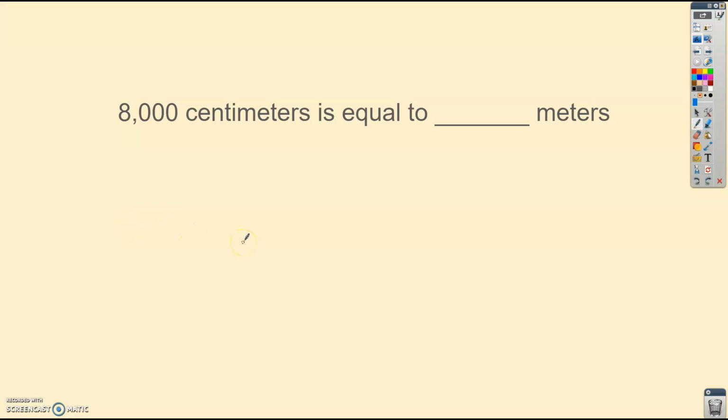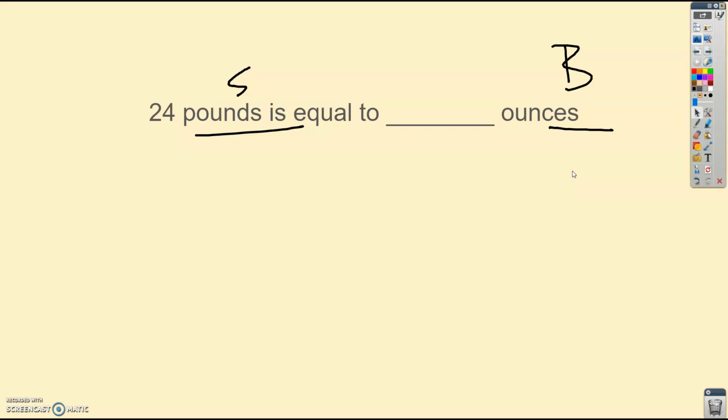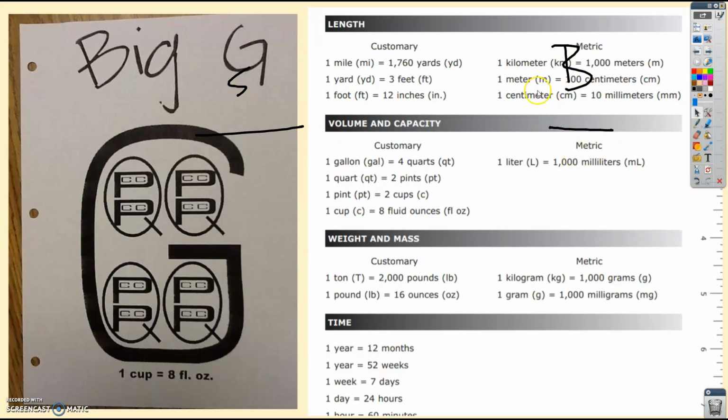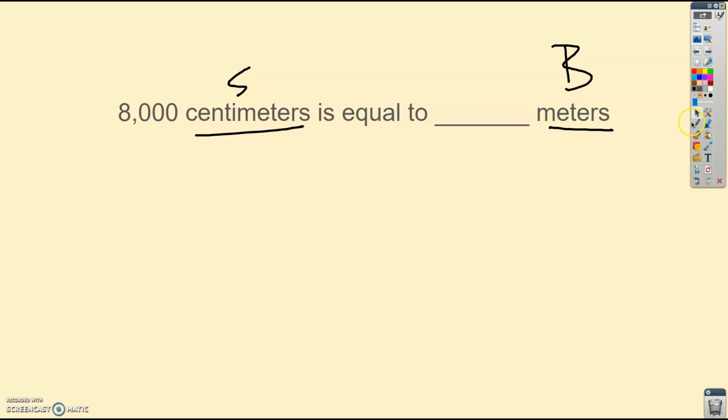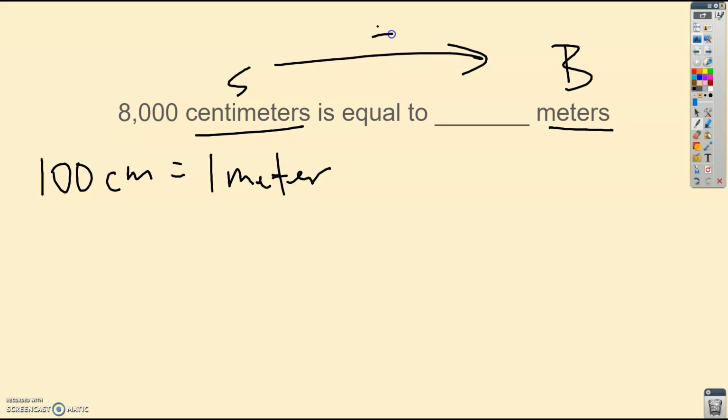8,000 centimeters is equal to how many meters? So I know centimeters are smaller than meters. So these are small, these are big. And you got to look at your reference materials to help you find that information. So centimeters and meters. So we know that 100 centimeters equals 1 meter. I have 8,000 centimeters. So small to big, we're going to divide the pig.